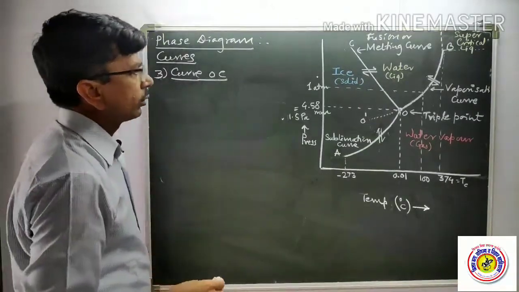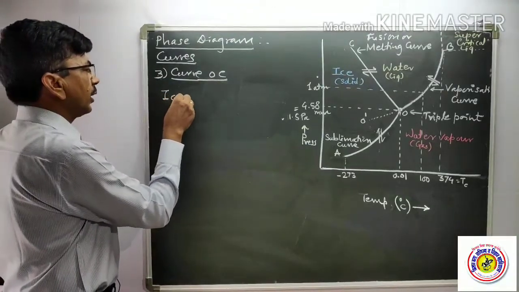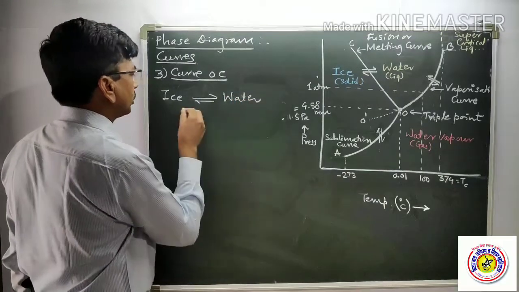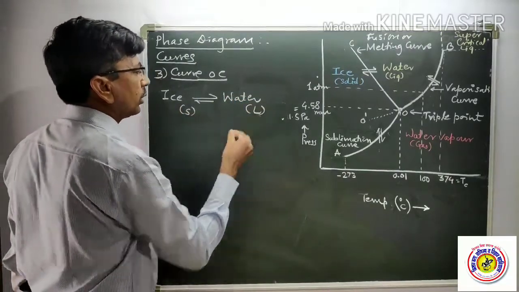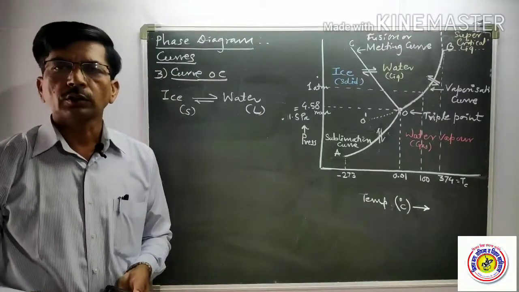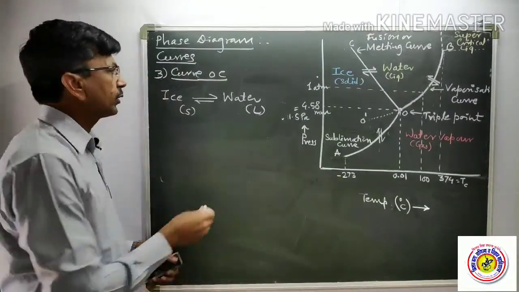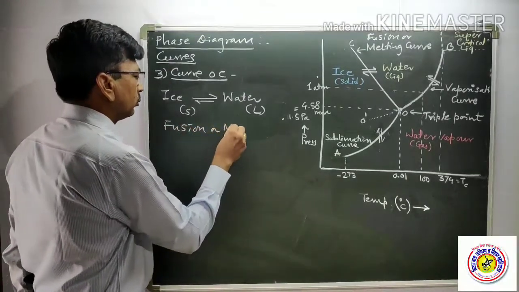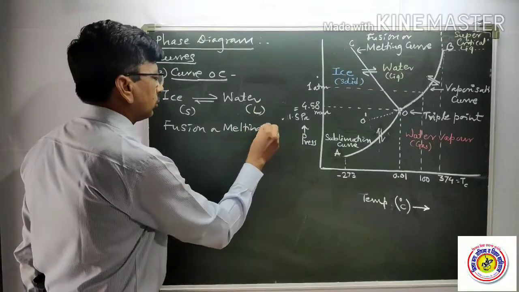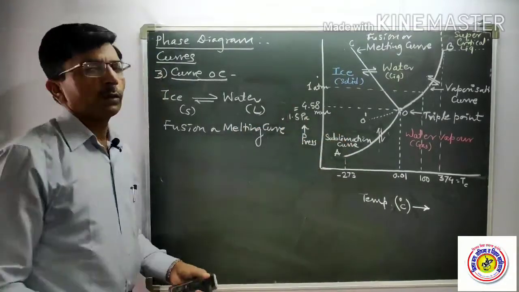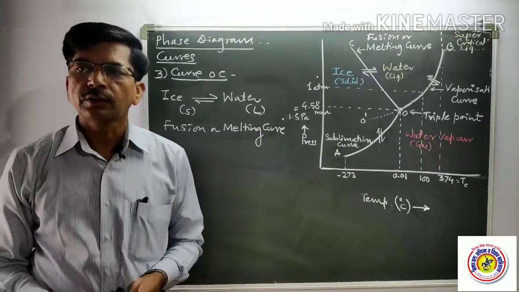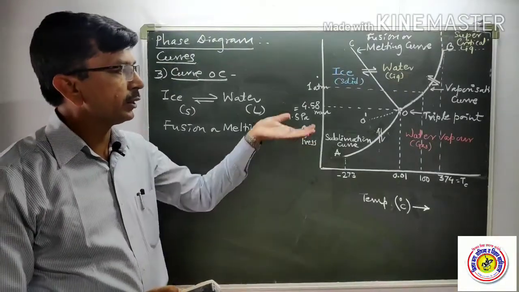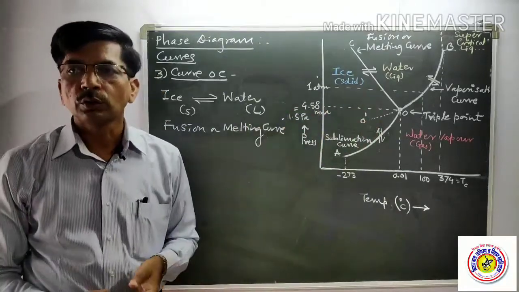Now we see the third curve, curve OC, where ice and water exist: ice in the solid state and water in the liquid state. This curve we also call a fusion curve, or a melting curve. The slope of this curve is negative, indicating that the melting point of water decreases with increase in pressure. So as we go on increasing the pressure, the melting point of water goes on decreasing.